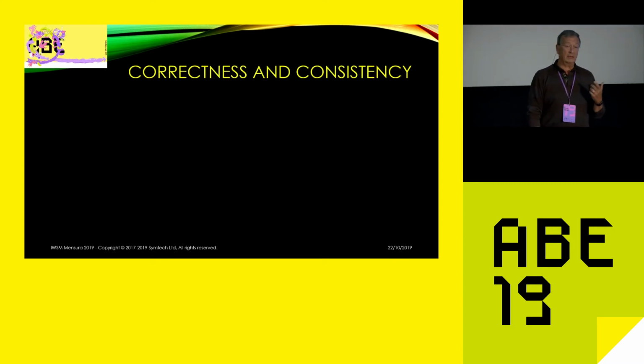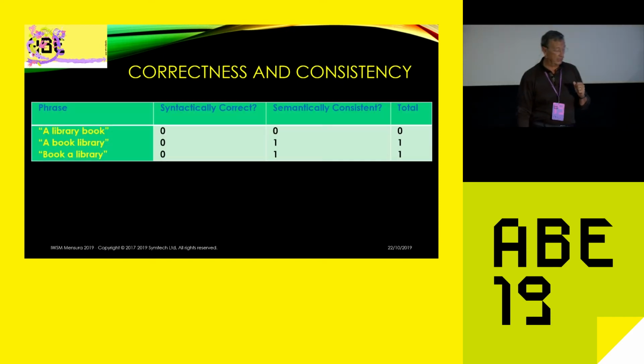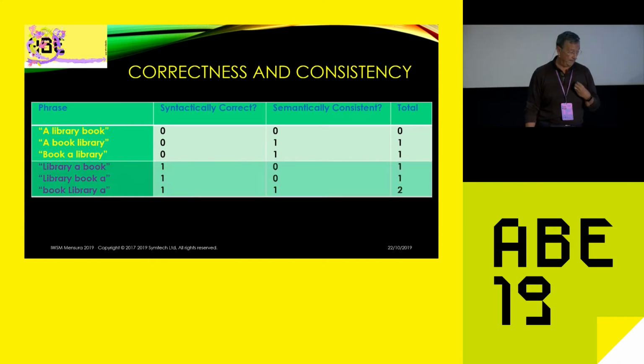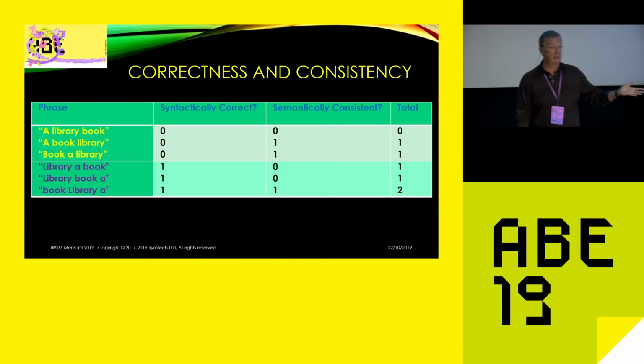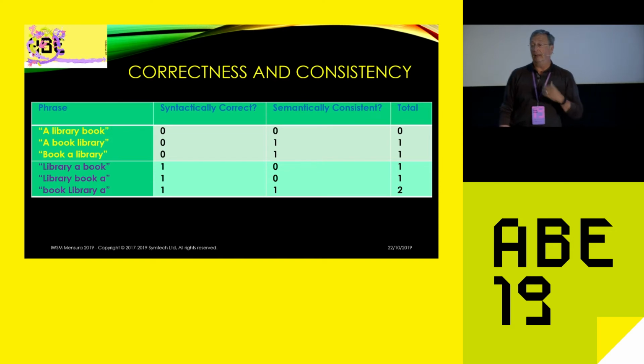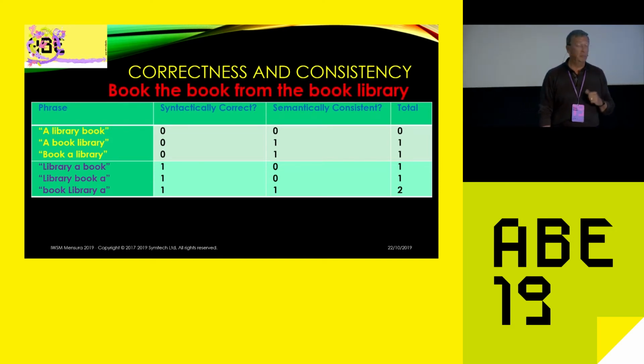And I can show that it's the difference, if you like, or the comparison between correctness and consistency. Here's the first three. They are syntactically correct, but two are, for me, semantically wrong because I'm using the wrong meaning of that word book. Here are the three others. They are all syntactically incorrect. One of them is both syntactically and semantically incorrect. And then we have the wonderful user story. I want a book from the book library.